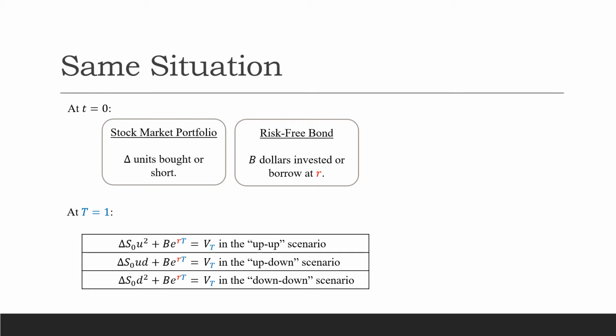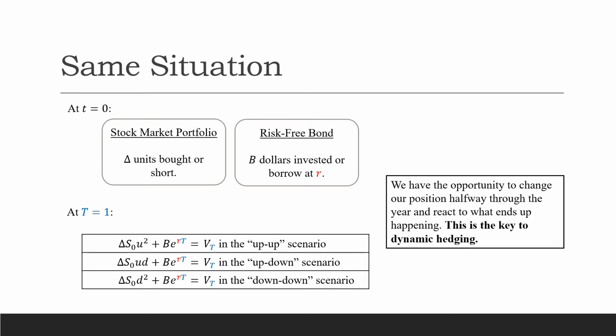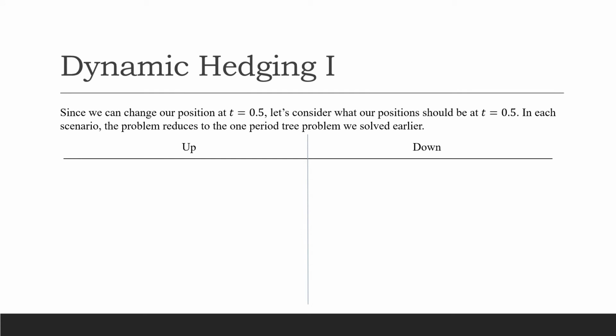What can we do? What's different about this situation is halfway through the year, we see what happens to the stock market. We have the opportunity to change our position halfway through the year and react to what ends up happening. This is the key to dynamic hedging. Since we can change our position halfway through the year, let's consider what our position should be at that time. In each scenario, the problem reduces to the one-period tree problem we solved earlier.